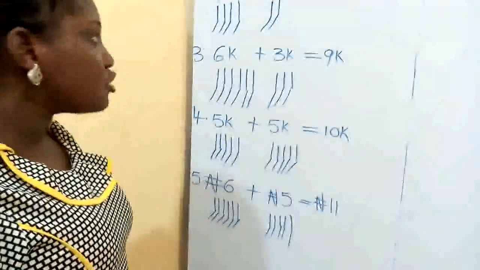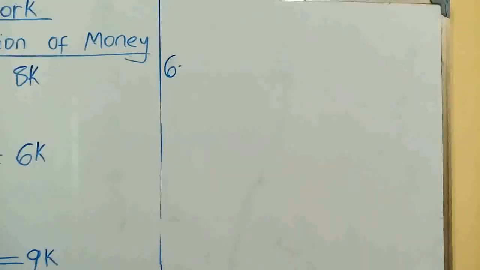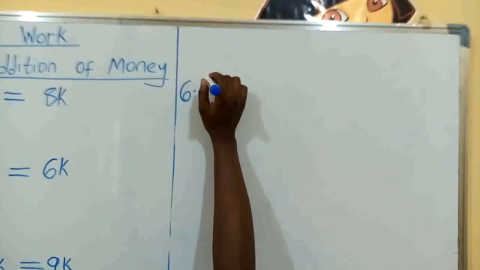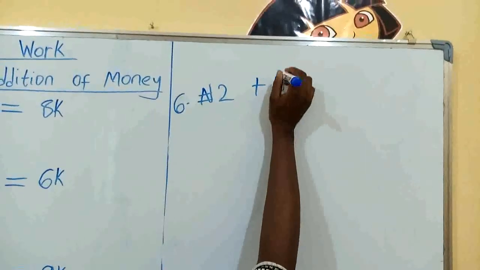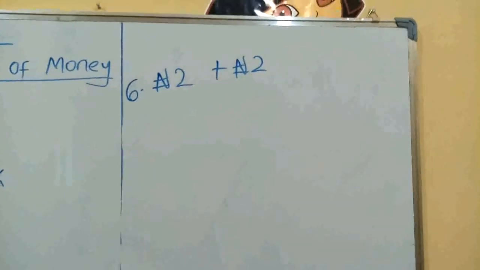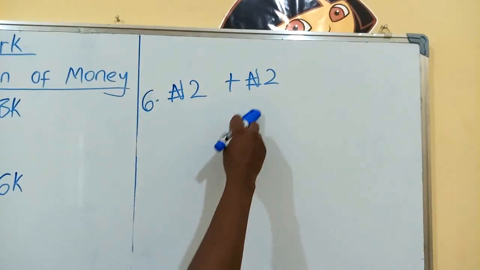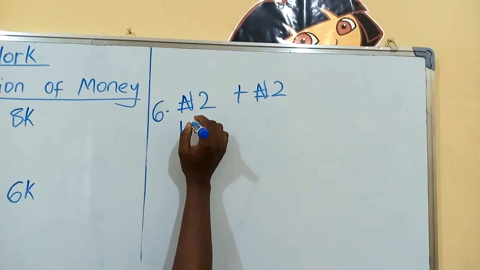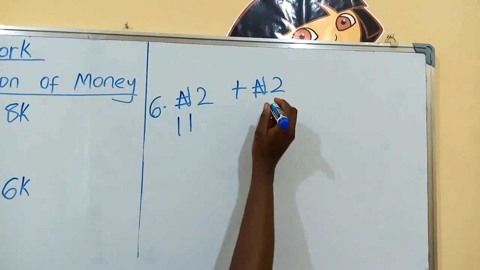Beautiful. Okay, now let's try another one. That is number 6. You are going to see we have naira 2 plus naira 2. Okay, what will we do? We'll count the 2 and then count another 2. Let's count 2 together. 1, 2. What number is this? 2. What will we do to 2? We count it. Let's count.